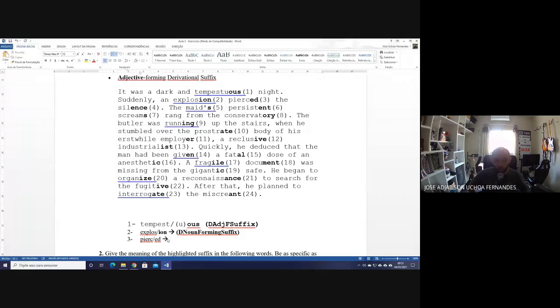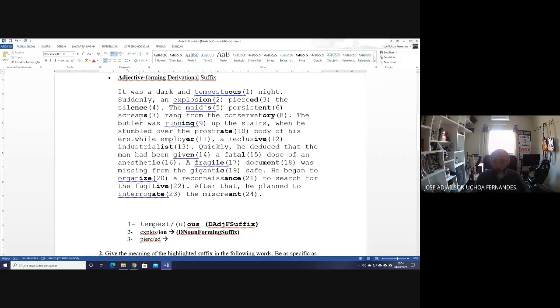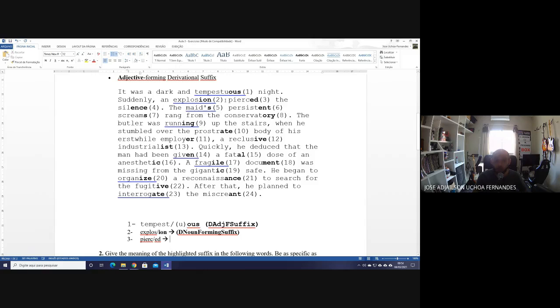And pierced here means what? Is it the simple past or the past participle of the verb to pierce? Past. An explosion pierced the silence. It's simple past because there is no verb to have. If it was present perfect, like has pierced, then it would be participle. In this case, there is no auxiliary verb, so it's simple past.